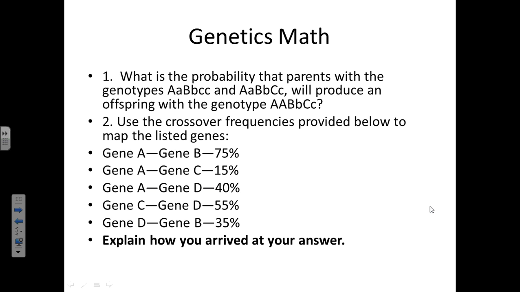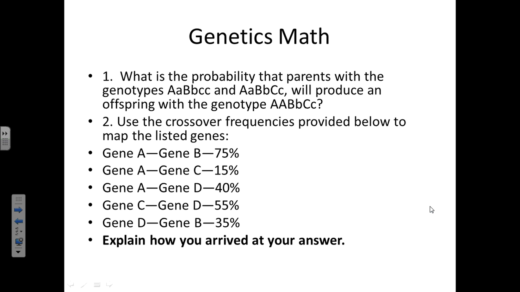Here's a crossover frequency problem. What kinds of genes cross over? They have to be linked, which means they're found on the same chromosome. And if they cross over a lot, what does that mean? If they cross over a lot, they are far apart. If they don't cross over much at all, they're really close together.